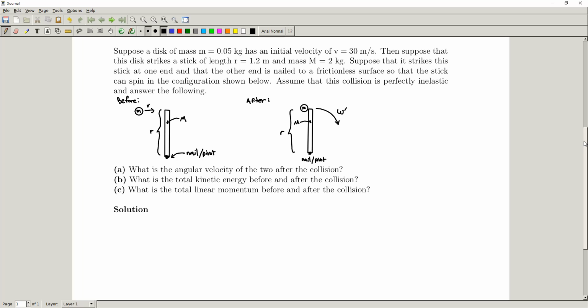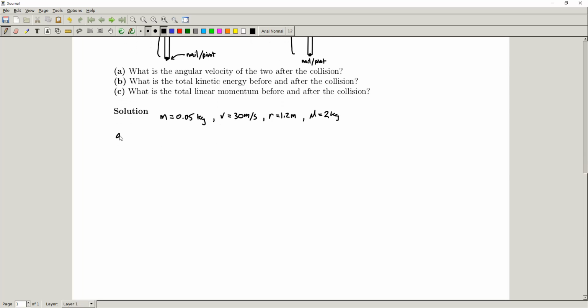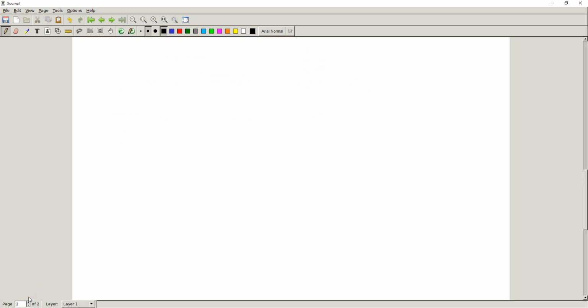Maybe I will copy down the variables here just so I have them. So we have the mass of the disk at 0.05 kilograms. We have the initial velocity of the disk at 30 meters per second. We have the length of the stick at r equals 1.2 meters, and the mass of the stick at 2 kilograms. Okay, so let's start setting up part A here. In part A, we're going to definitely need another page.